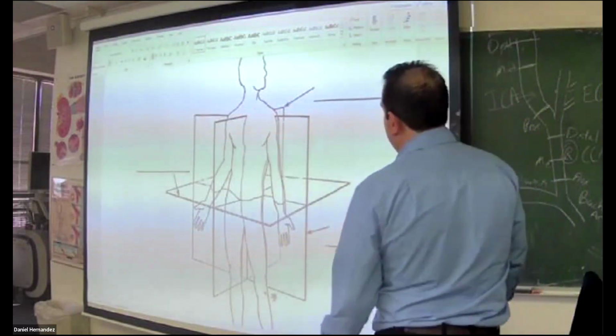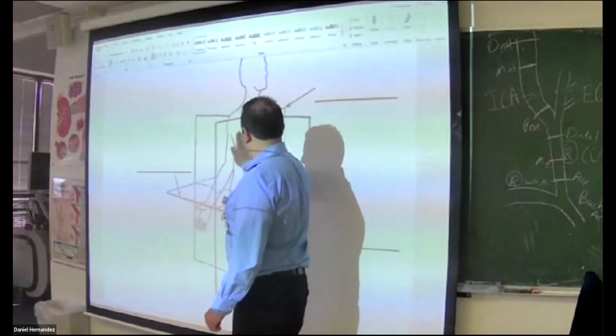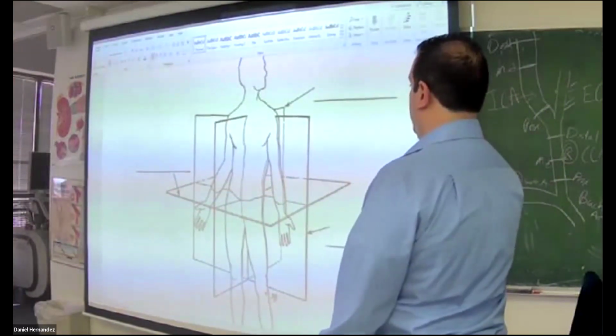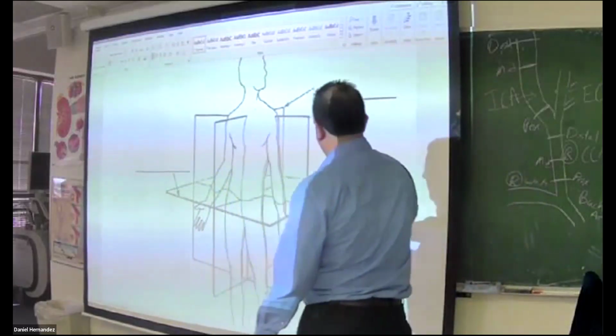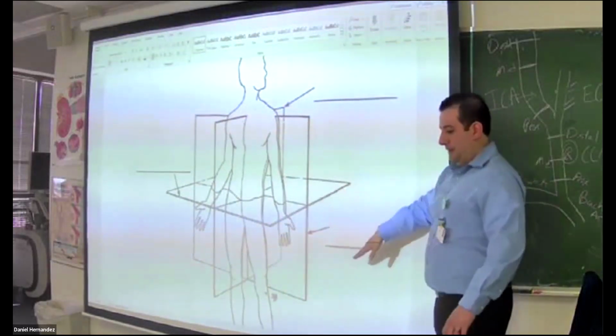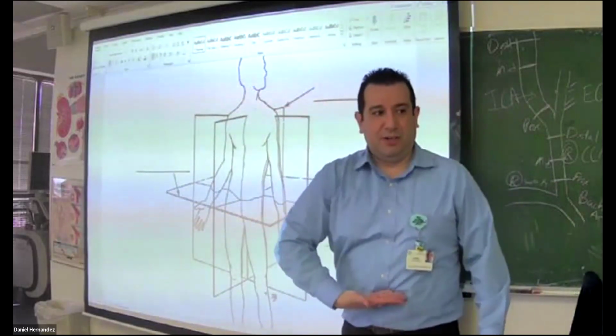In terms of your body planes now. The one coming straight across like that is your sagittal or longitudinal plane. Cutting the body this way is your transverse plane. And then you have a coronal plane going this way, coming from the sides. This is your coronal plane, your sagittal plane, and your transverse plane.